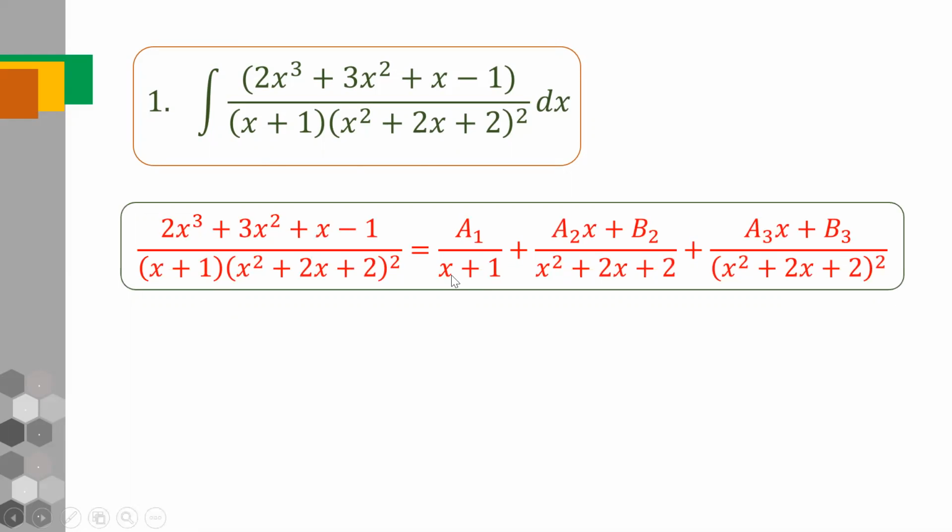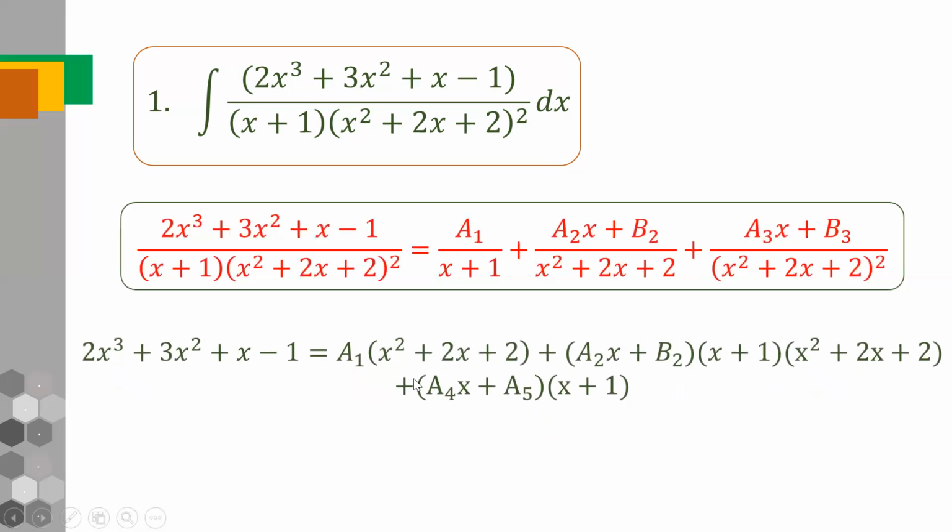First, we have a component for the linear factor and 2 components for our quadratic factor. One for the denominator x squared plus 2x plus 2, and the other one for x squared plus 2x plus 2 quantity square. Again, for the quadratic factors, its numerator is a linear expression. By the use of LCD, we have this equation, that is, this numerator in our rational expression is equal to this form. This requires a very long process to solve for these coefficients a1, a2, b2, a3, b3.